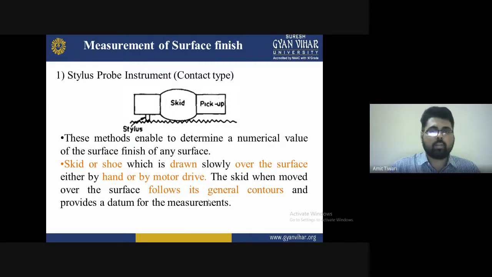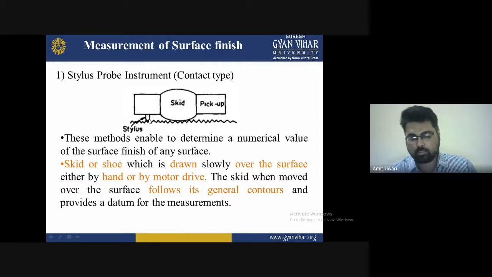Next is the measurement of surface finishing. You can measure it by the stylus probe instrument. The stylus probe instrument is a contact type of instrument which is now very popular because it is advantageous. These are diamond styluses, with a diamond tip. This method enables determination of a numerical value of the surface finishing of any surface.